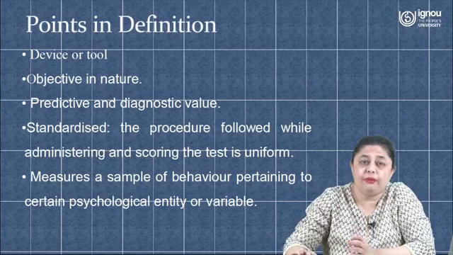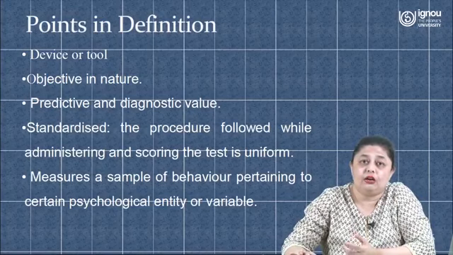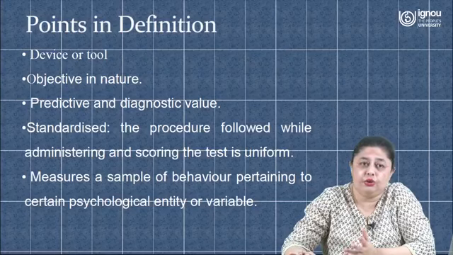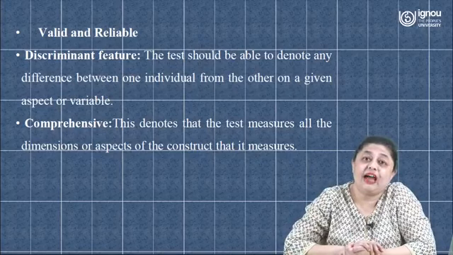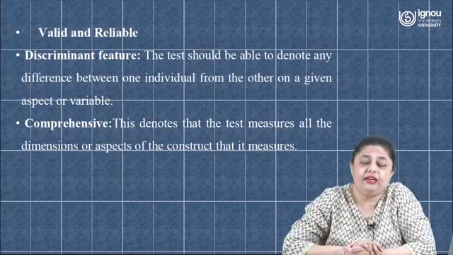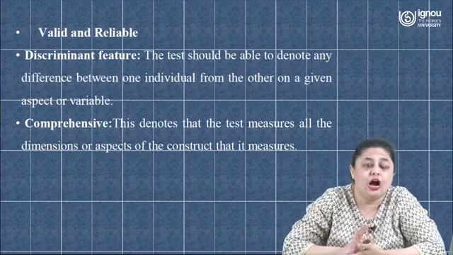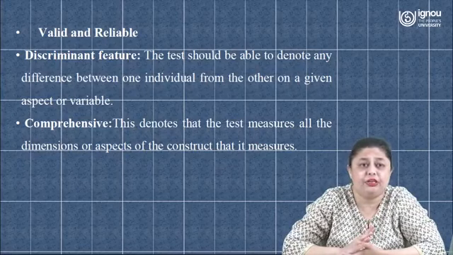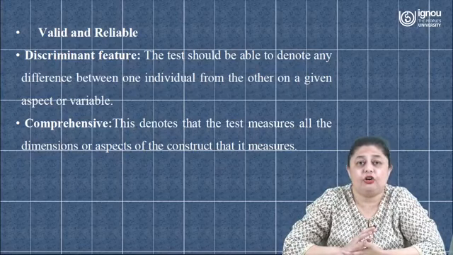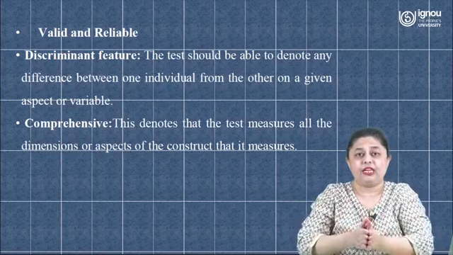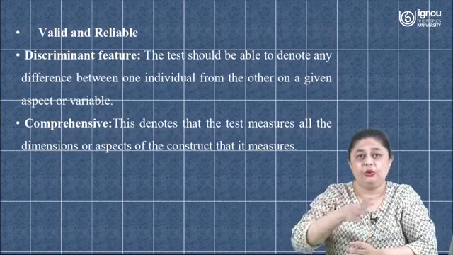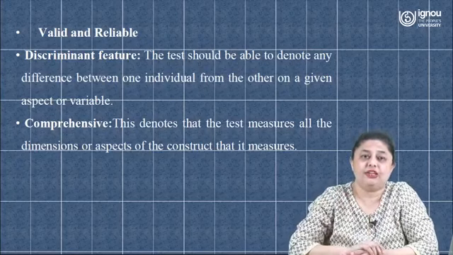Further, we also have to remember the aspects of a good psychological test. It has to be objective, it has to be standardized and so on, but at the same time it also needs to be valid and reliable. We are going to talk about validity and reliability in this particular session as well, but any psychological test needs to be valid and reliable. It also needs to have a discriminant feature, that is, it should be able to show how different individuals are from each other on that particular variable. So for example, if it is self-concept, then with the help of a self-concept tool or psychological test, we should be able to differentiate between people as far as self-concept is concerned.